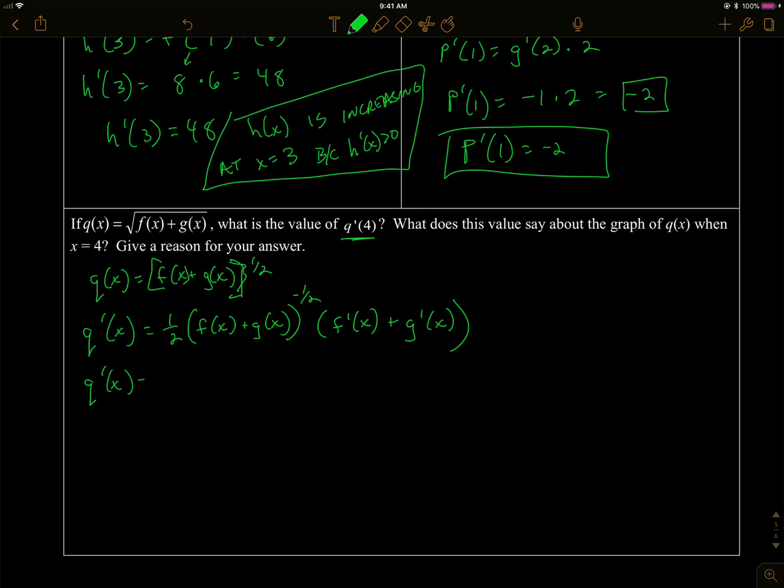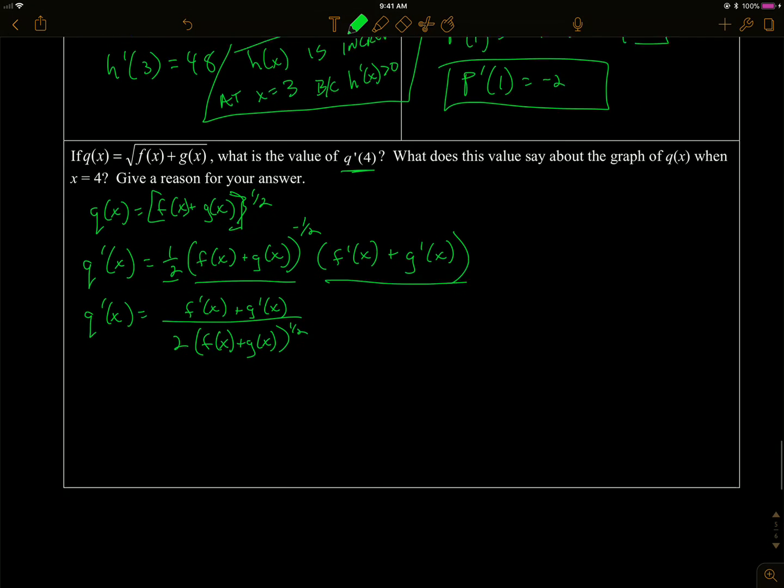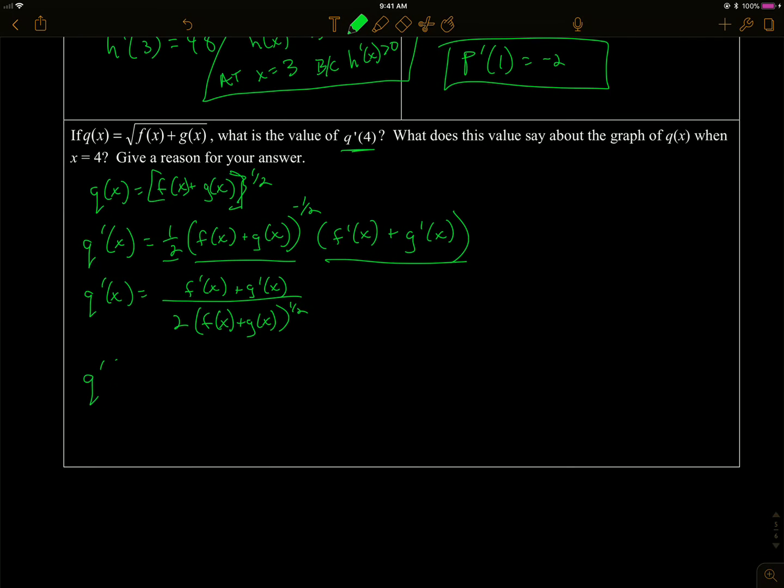So q prime of x, I see this as 1, 2, 3 things times each other. So I've got my fraction, 1 on top, 2 on the bottom. This f of x plus g of x to the 1/2 power goes on the bottom. And on top, I've got f prime of x plus g prime of x. So now I want to do q, the derivative evaluated at 4. And I'm going to rewrite this 1/2 as a square root as I do this as well. So it's going to be f prime of 4 plus g prime of 4 over 2 times the square root of f of 4 plus g of 4.